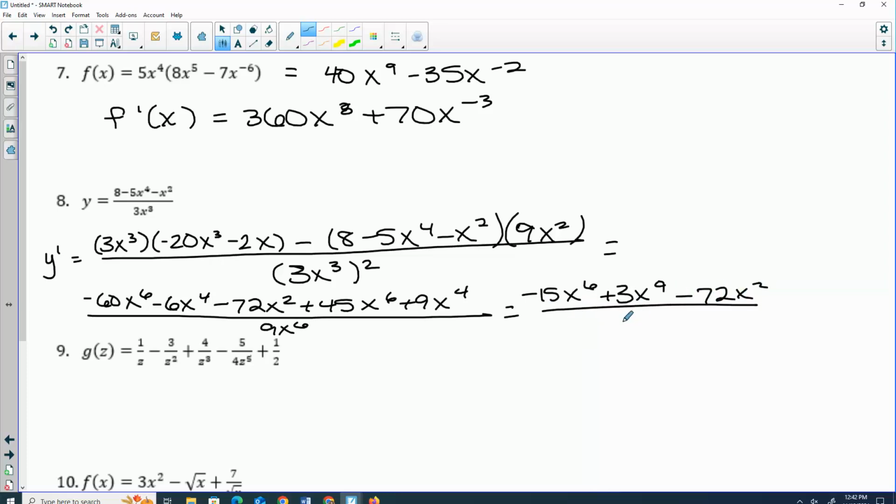What can you take out of everything? X squared. 3x squared and a 3. So if I divide each thing by 3x squared, I get negative 5x to the 4th, and so on, over 3x to the 4th. Oh, that's a 7.